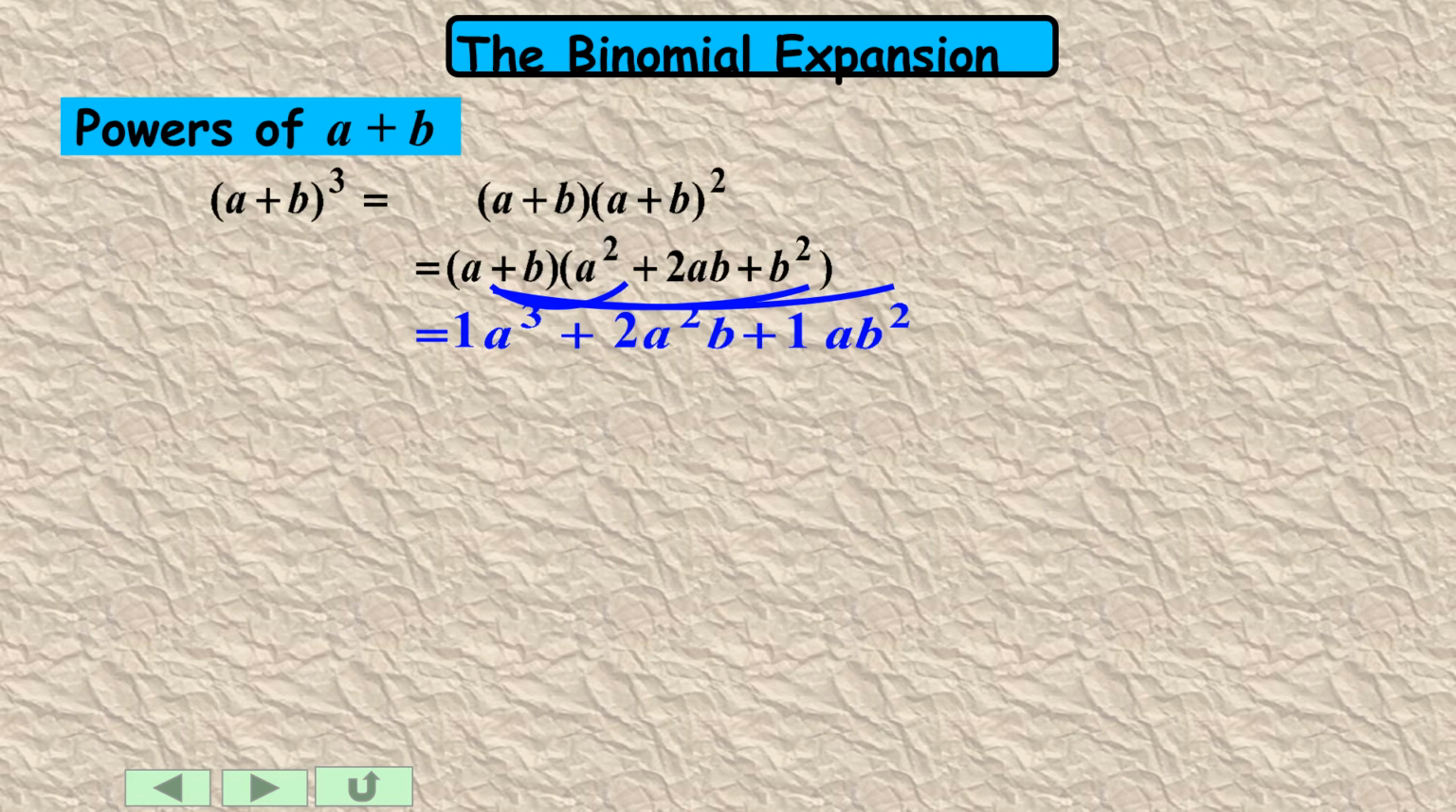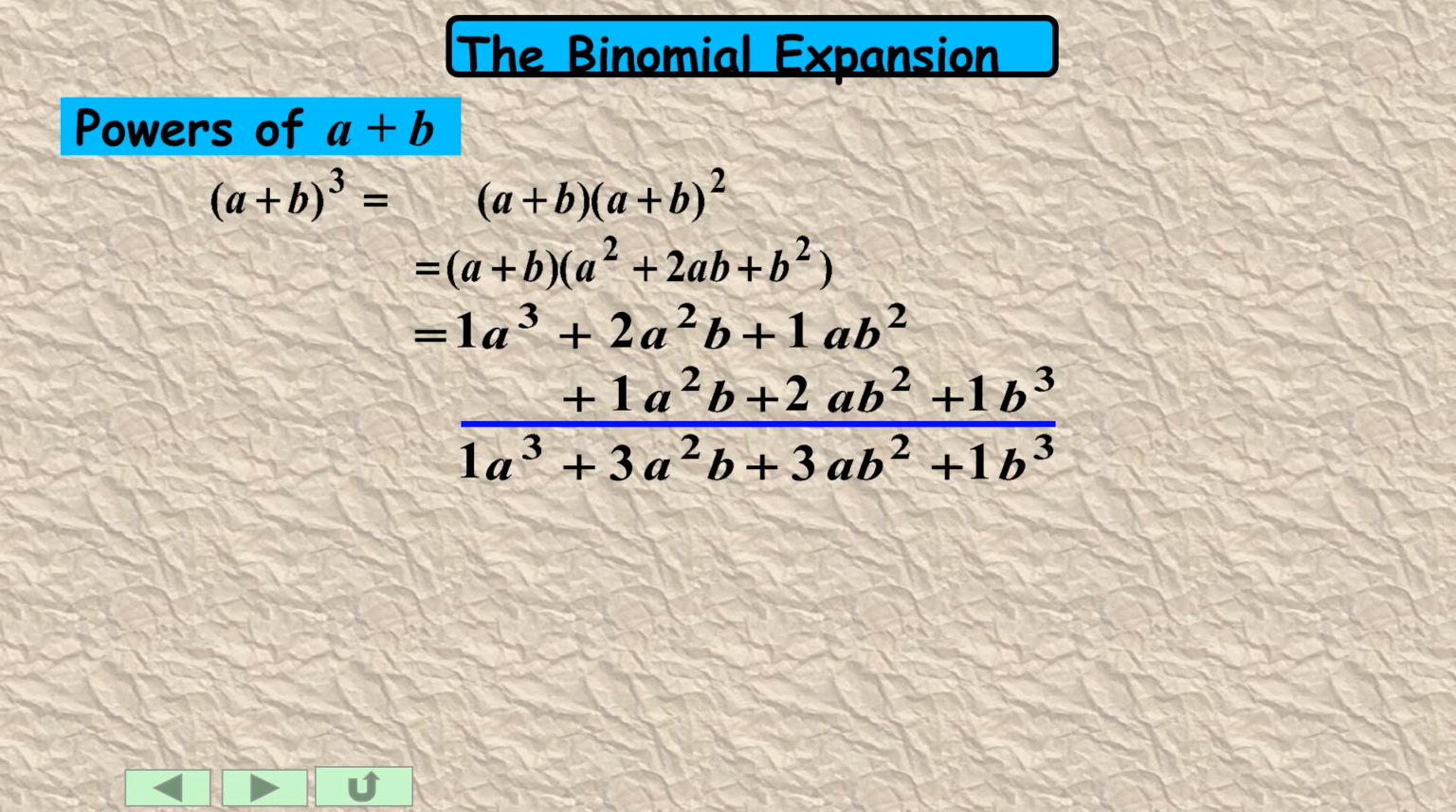This is a plus b times a plus b squared, which equals a plus b times a squared plus 2ab plus b squared. Multiplying this out gives 1a cubed plus 2a squared b plus 1ab squared. We continue the expansion by multiplying the b term by a squared plus 2ab plus b squared. This gives us plus 1a squared b plus 2ab squared plus 1b cubed.